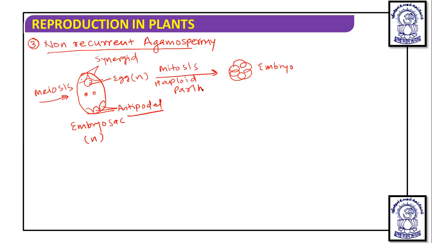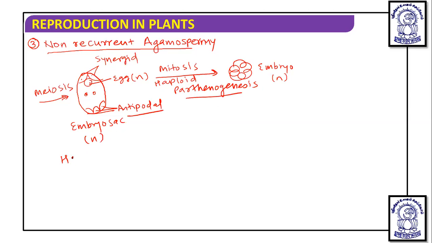So how can we define haploid parthenogenesis? It is the formation of a haploid embryo by the mitosis of a haploid egg. Okay. Apart from this, if the embryo develops from some other cells of the haploid embryo sac, then it is known as haploid apogamy.